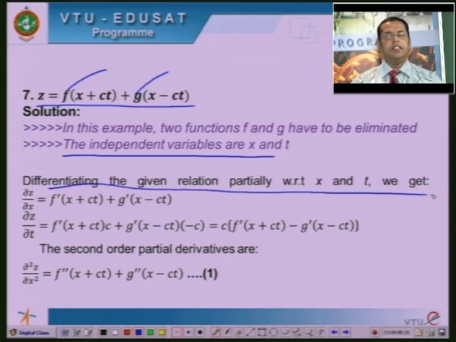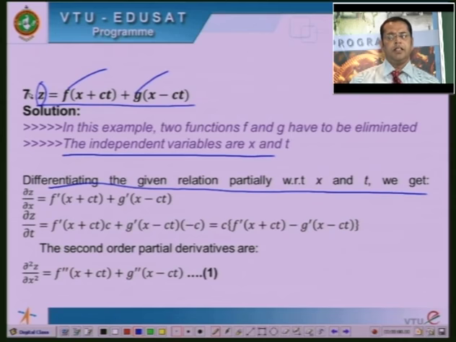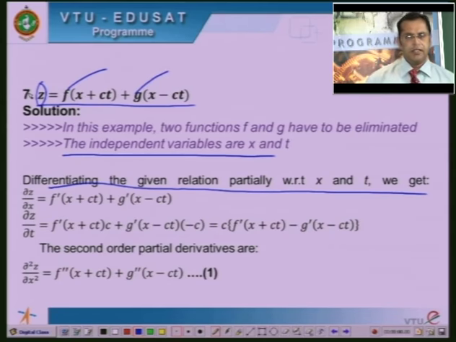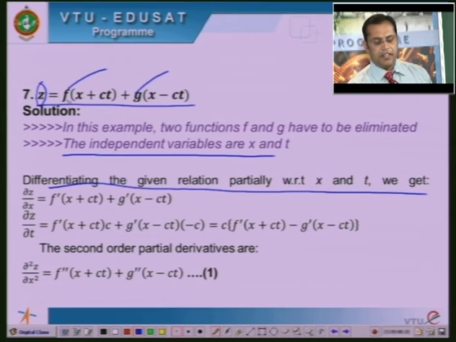Differentiating the given relation partially with respect to x and t, we get first with respect to x, z transforms to dou z by dou x. No notations, remember, notations are valid only for x and y. So we will keep the partial derivatives as they are. So dou z by dou x is f of x plus ct transforms to f dash of x plus ct into 1, plus g of x minus ct transforms to g dash of x minus ct into 1.